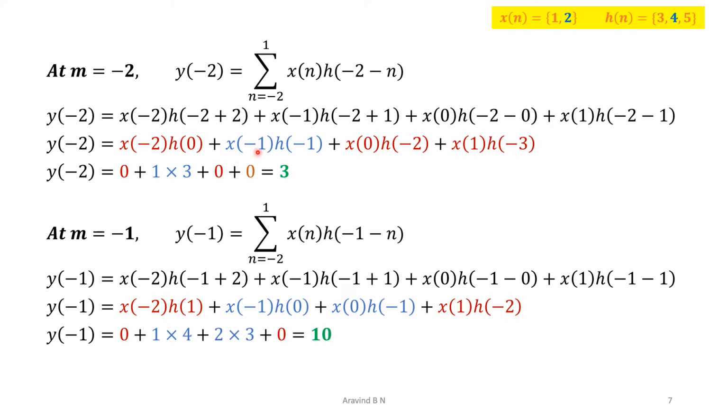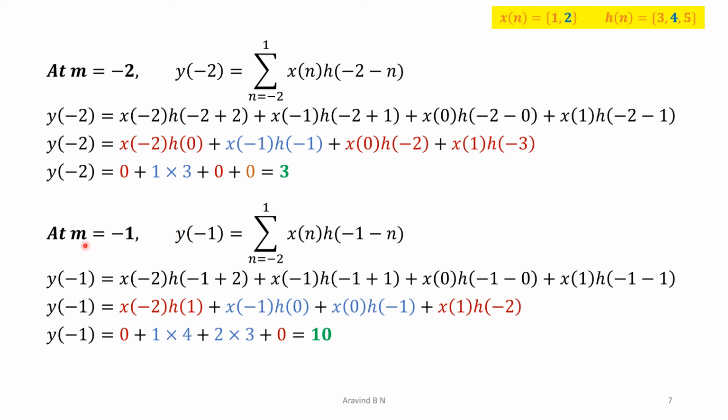The next one, x of minus 1 into h of minus 1. So both of these two values are available for us. X of minus 1 is the value 1. H of minus 1 is the value 3. Therefore, 1 into 3 substituted. Further, x of 0 into h of minus 2. X of 0 is there, but h of minus 2 value is not there. Therefore, this value totally becomes 0. Then x of 1 into h of minus 3. Both of these two values are not available for us in the given sequence. Therefore, once again, this is going to be 0. Therefore, after simplification, we are going to get the answer as 3.